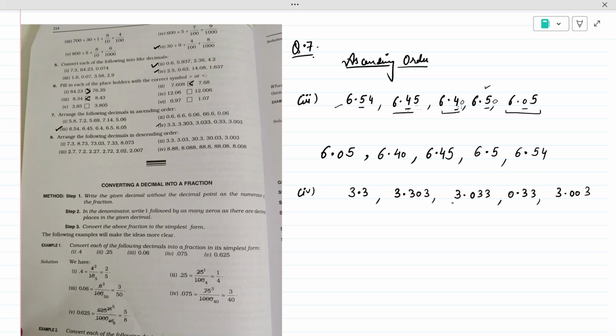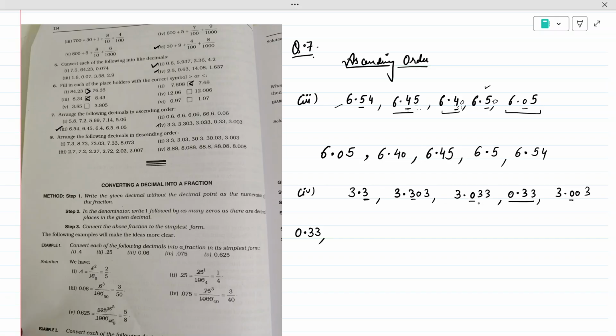Okay, so when we compare all these numbers, kids, first of all, we are going to compare the whole numbers. At every place in the whole number, we have 3 except this number. So that means this is the smallest number. After that, we are left with these four numbers, and these four numbers have 3 as the whole number, which is the same. So we will move to the 10th place comparison. Here we have 3 at 10th place, here also we have 3, here we have 0, and we have 0 again.